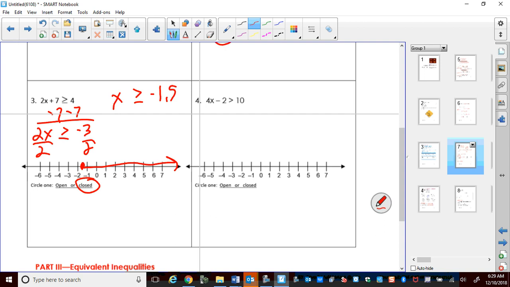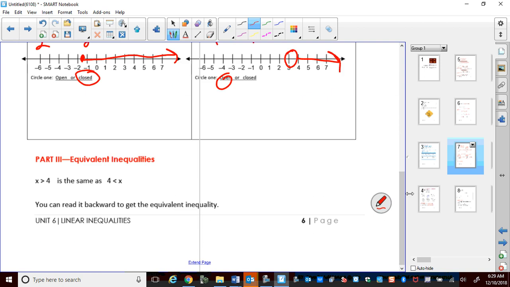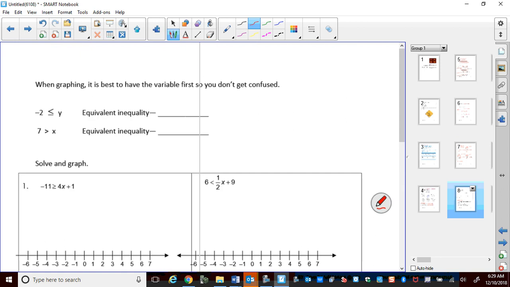Number 4, add 2 to both sides. And 4x is greater than 12. Divide both sides by 4. x is greater than 3. So open circle, and it's greater than, so it's going to be to the right. Now, equivalent inequalities is basically saying that the symmetric property applies here. You can flip it over, and you're going to get the same thing, no matter what.